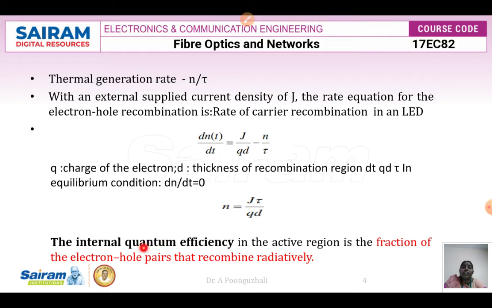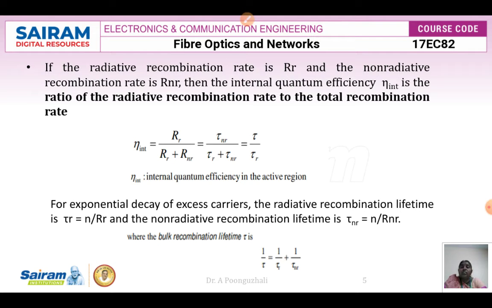So we are going to define the internal quantum efficiency in the active region. It is nothing but the fraction of the electron-hole pairs that recombine radiatively. Suppose the radiative recombination rate is R_R and the non-radiative recombination rate is R_NR, then the internal quantum efficiency is defined as the ratio of the radiative recombination rate to the total recombination rate. The total recombination rate is the sum of the radiative and non-radiative recombination rates.